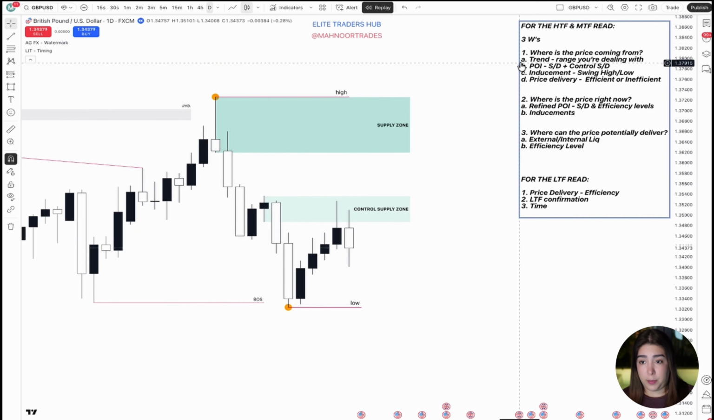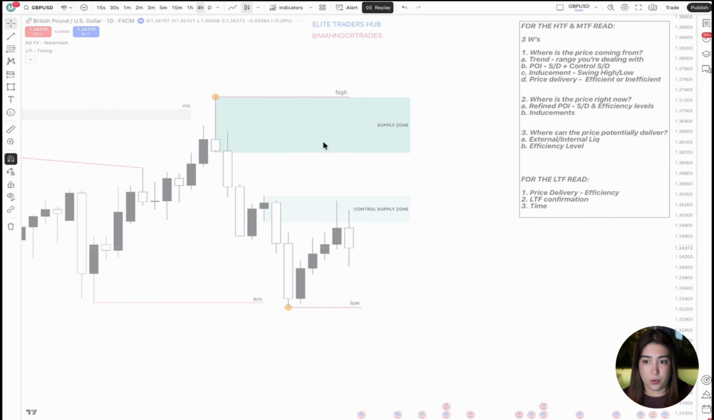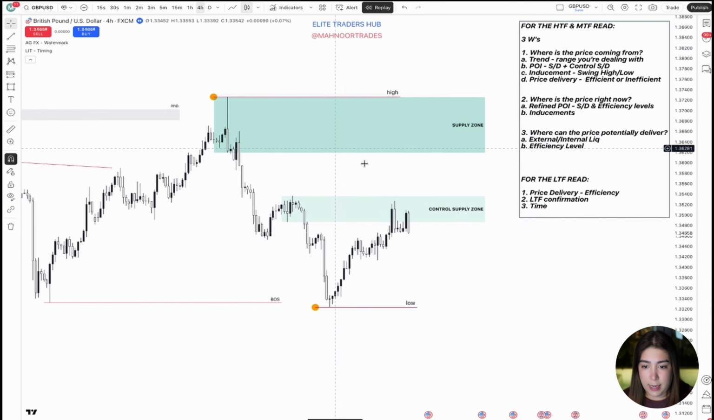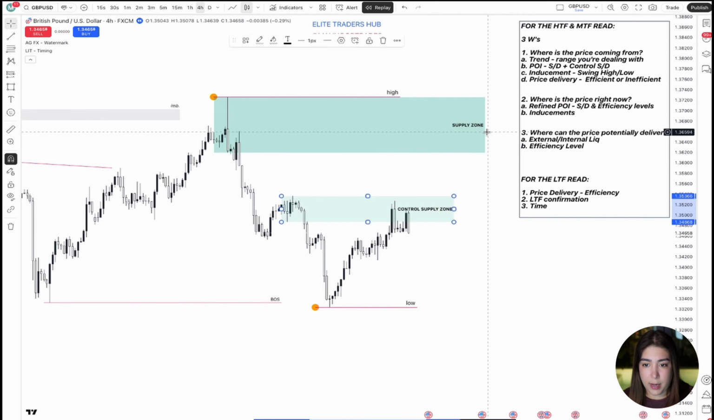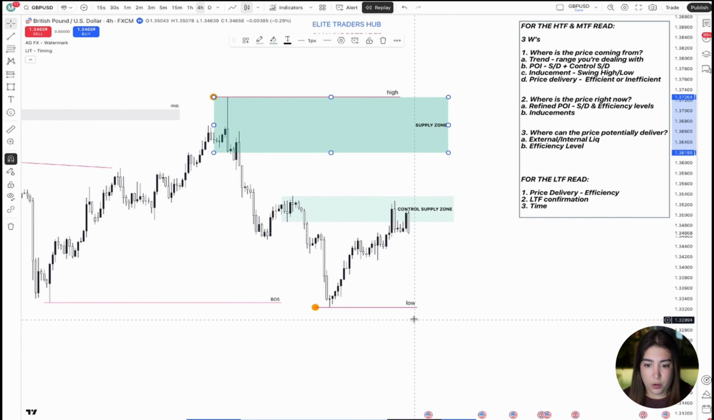Now, that's your first part done, trend done, point of interest identified. Now we're going to drop down to H4 to look at inducements and who is in control, right? Whether it's the buyers or the sellers who are in control of the market.